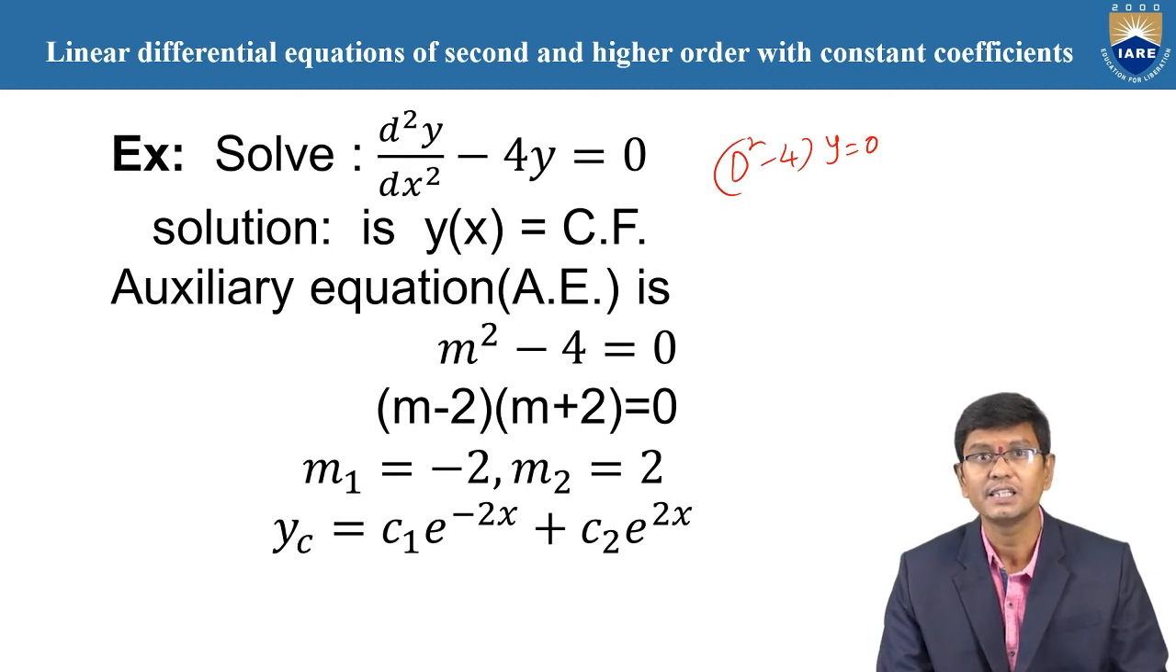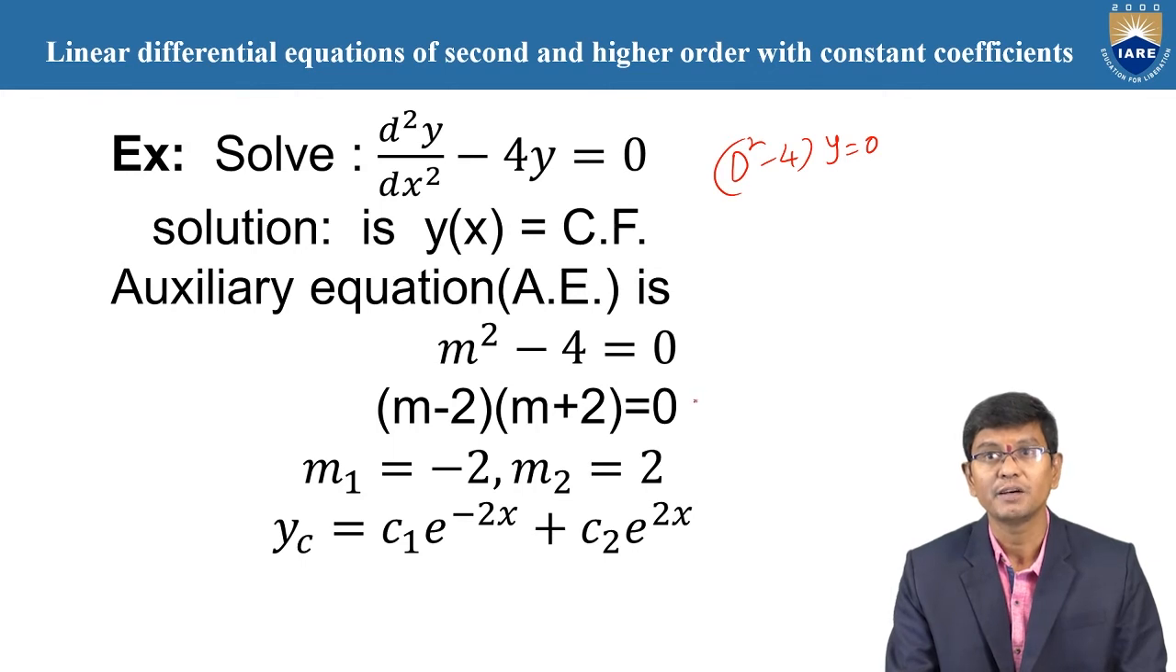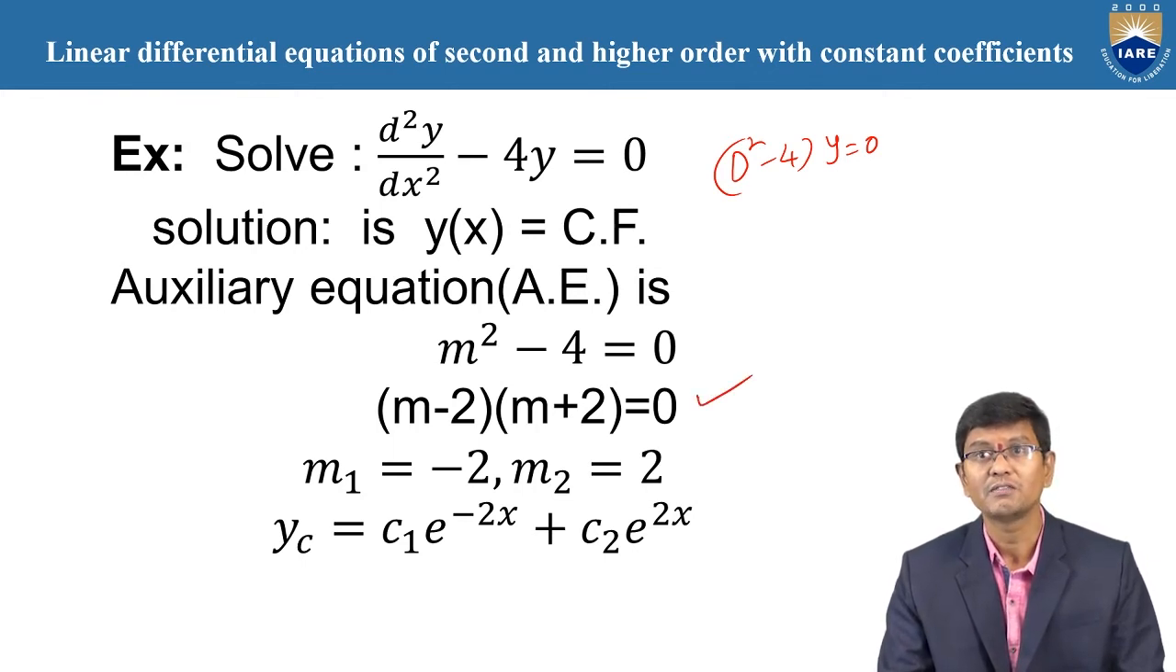The auxiliary equation is nothing but replacing D with m, that is f of m is equal to m squared minus 4 is equal to 0. By solving this equation, it is clearly (m minus 2)(m plus 2) is equal to 0. Therefore, m1 is equal to minus 2 and m2 is equal to plus 2. Here, the roots are different roots.